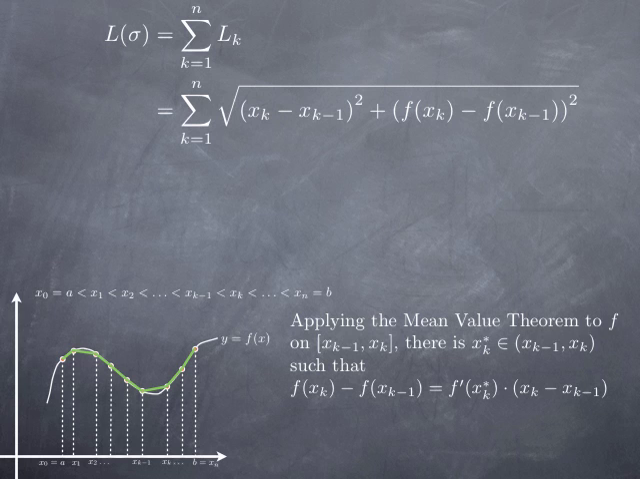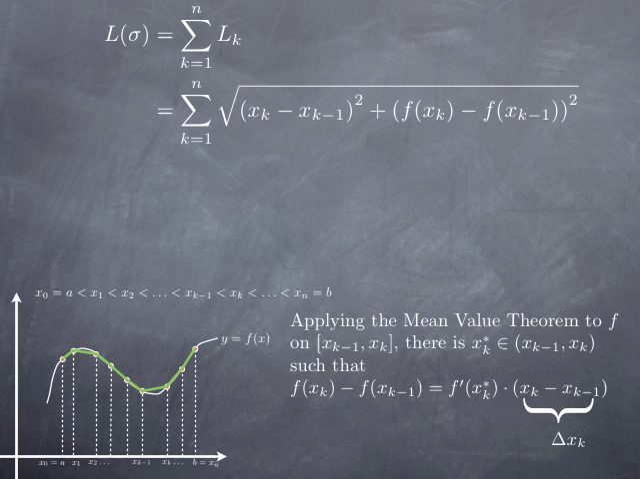We get that the difference f(x_k) minus f(x_{k-1}) is equal to the value of the derivative at that particular point that exists from the mean value theorem and is between x_{k-1} and x_k, multiplied by the width of the interval, x_k minus x_{k-1}.